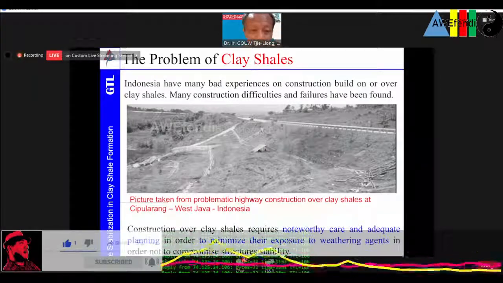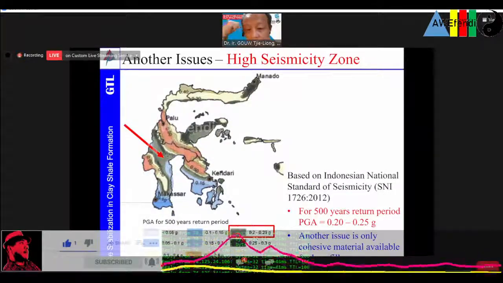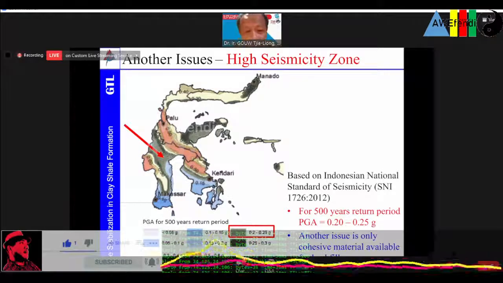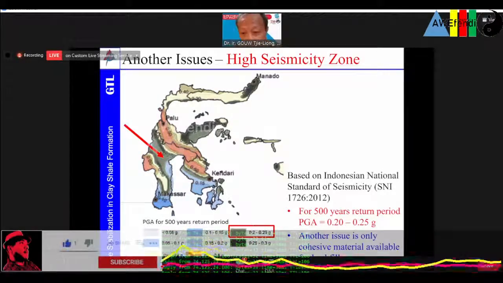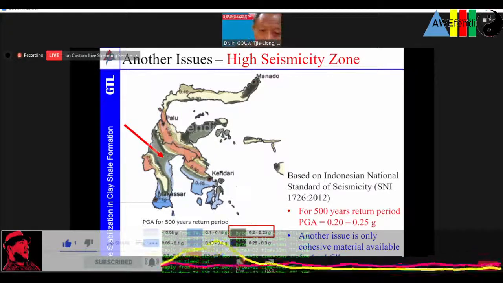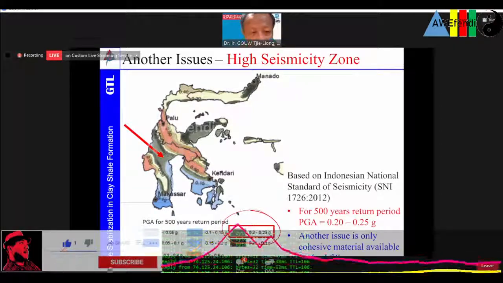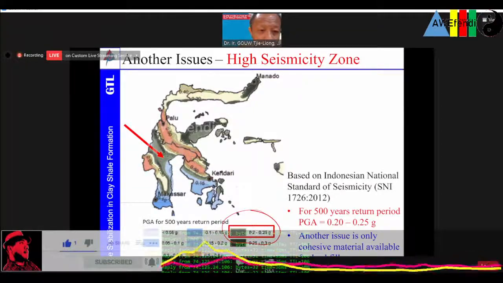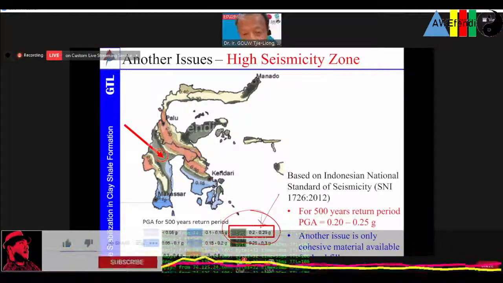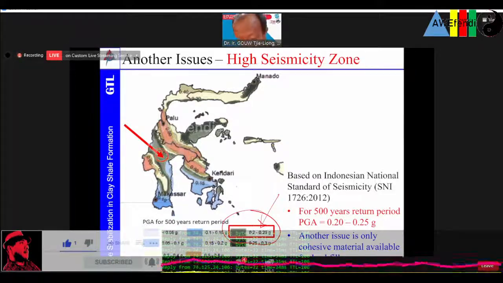In addition to that problem of clay shale, we have an earthquake zone. This is based on the Indonesian standard 2012. Now we have a 2019 one, the newest one, even higher. This is the PGA for a 500-year return period, peak ground acceleration. That area, Toraja area located here, is located in this earthquake zone with a PGA of 0.2 to 0.25 g.